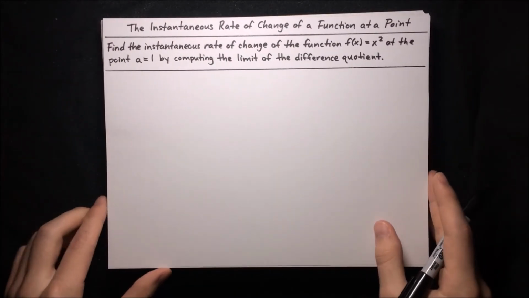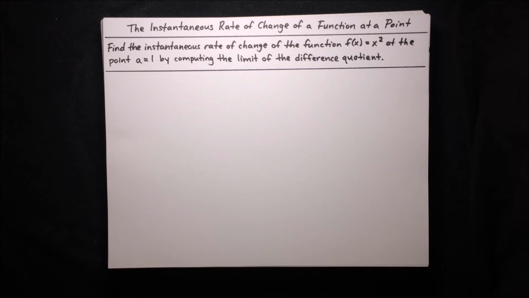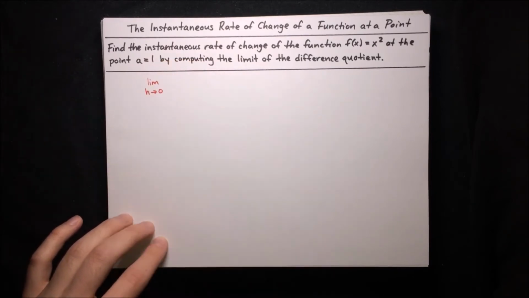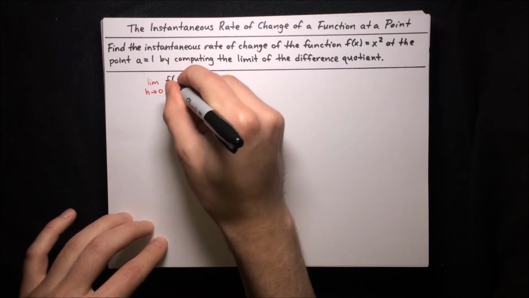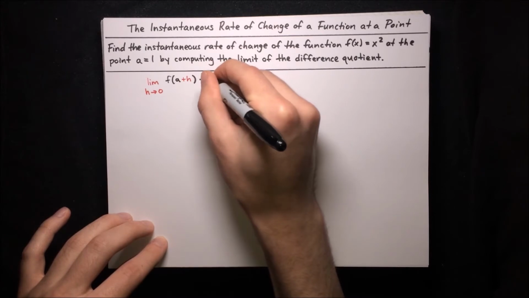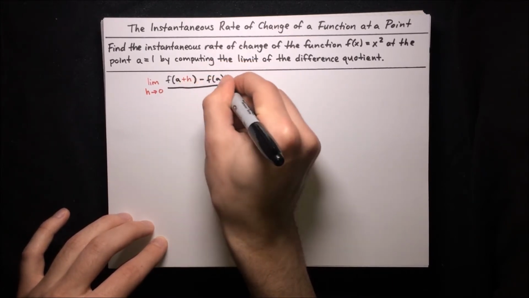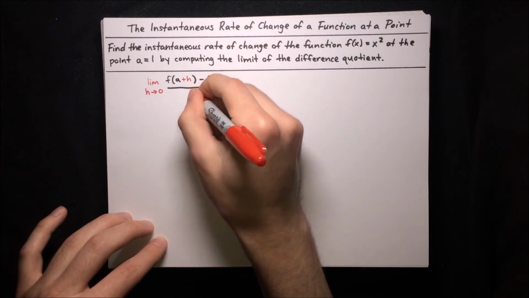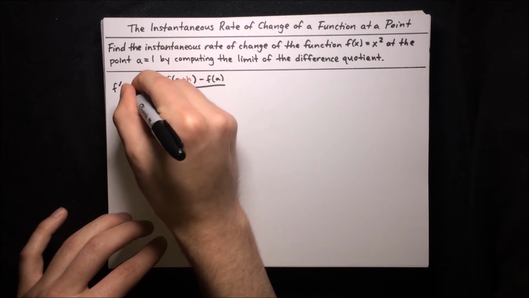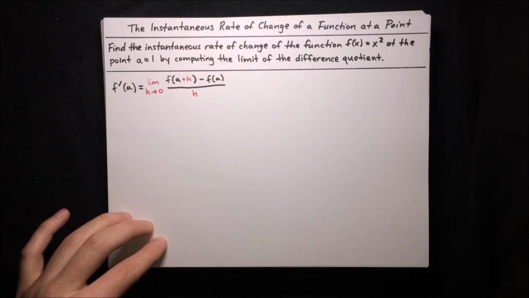Here's our first problem. We want to find the instantaneous rate of change of the function f of x equals x squared at the point a equals 1 by computing the limit of the difference quotient. And that's just what we talked about on the previous slide. It's the limit as h approaches 0 of the change in y, which is f of a plus h minus f of a, all over the change in x, which is just h. And remember, the notation that we use is f prime of a to label this instantaneous rate of change at the point a.